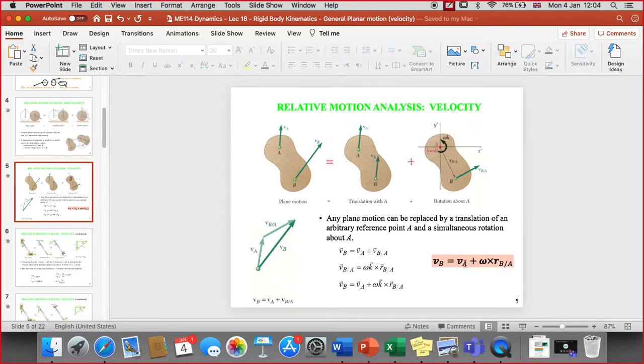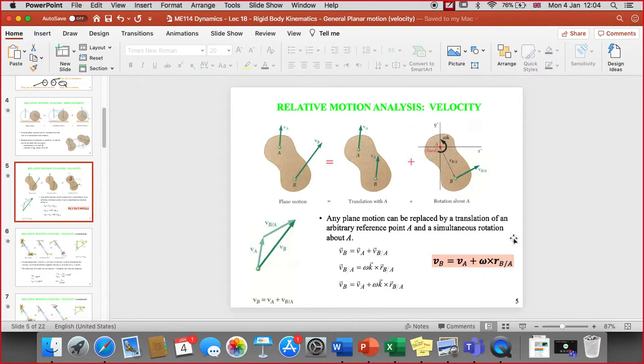And using this sort of an analysis of using a base point and then performing the translation and then a rotation about that base point, we can figure out the velocity of any point on the body. Right, so I hope this is all ringing some bells. And then next we saw of course this equation is actually a vector equation, लेकिन इसको हम दो तरीकों से analyze कर सकते होते हैं.